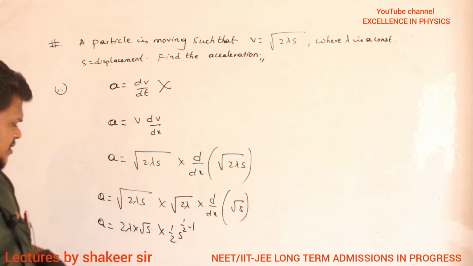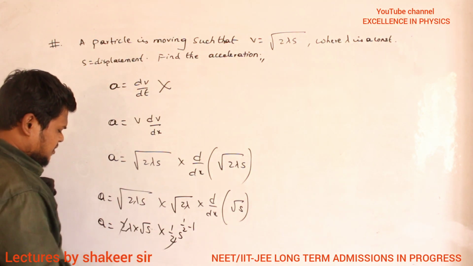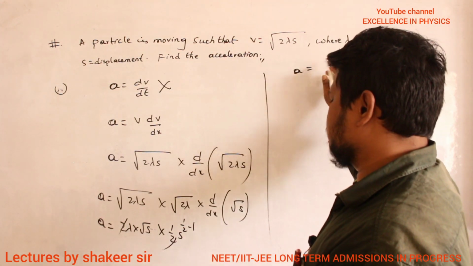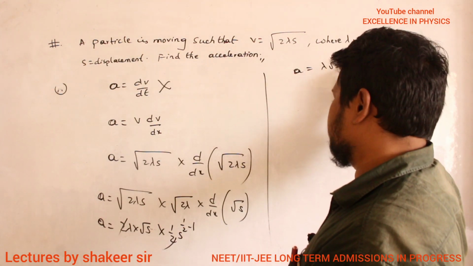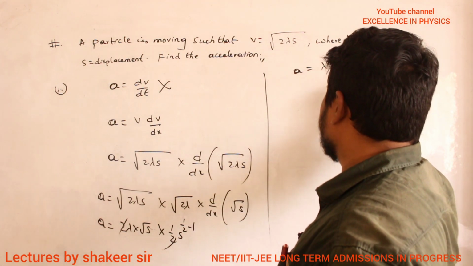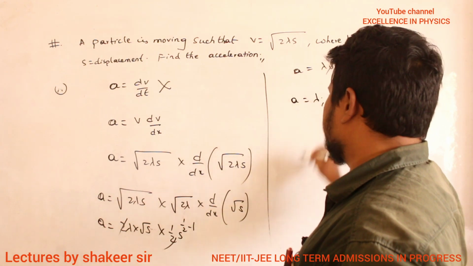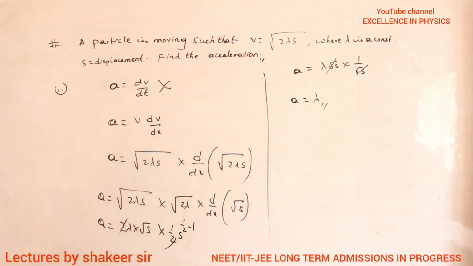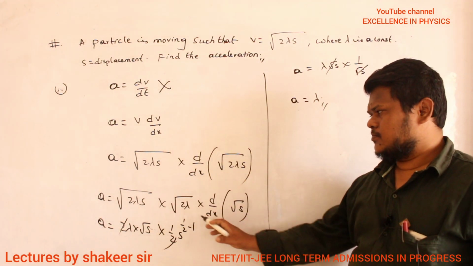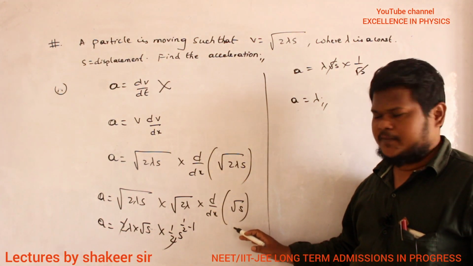Okay? So therefore 2 and 2 get cancelled, no? So therefore what is the acceleration I got now? So acceleration is equal to lambda root s multiplied by 1 by root s. So root s gets cancelled. So acceleration is equal to lambda. Clear? That is how we do the calculation. Fine? So very simple. So this differentiation, how we have done, understood, no?